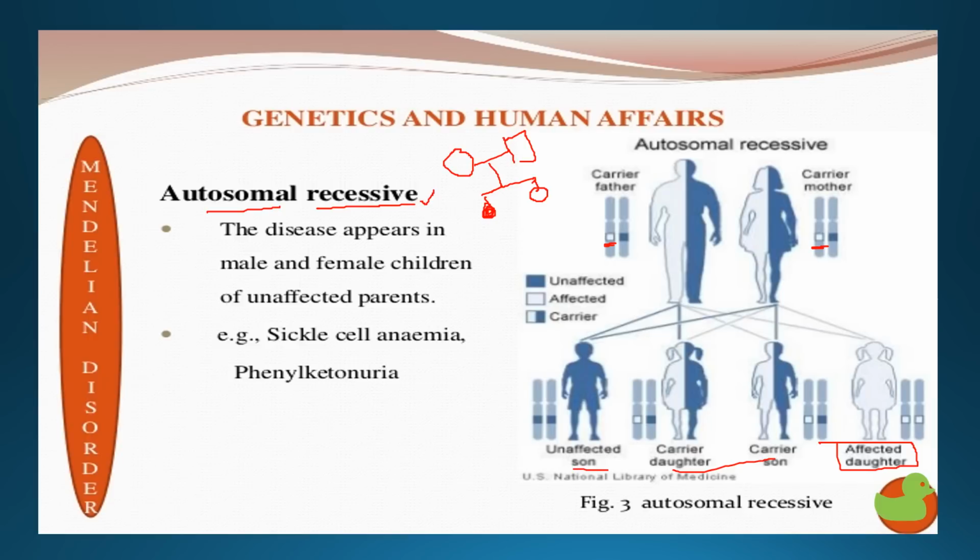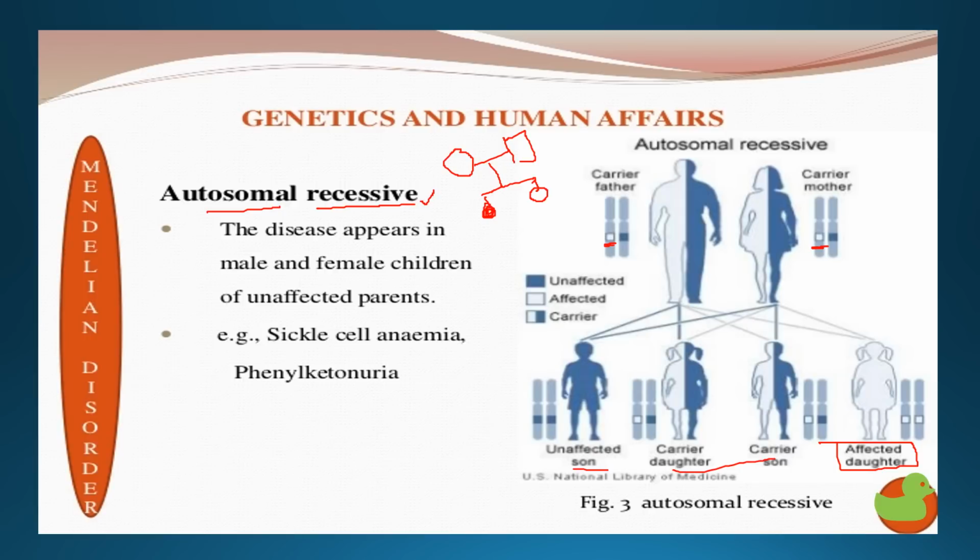Examples for autosomal recessive diseases are sickle cell anemia and phenylketonuria. In autosomal recessive, the main thing you have to remember is that an affected child may have normal parents, but those parents are carriers. For an offspring to be affected, both the parents should be carriers.